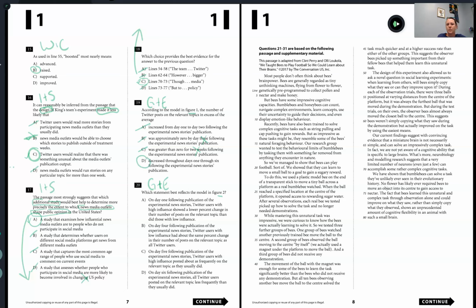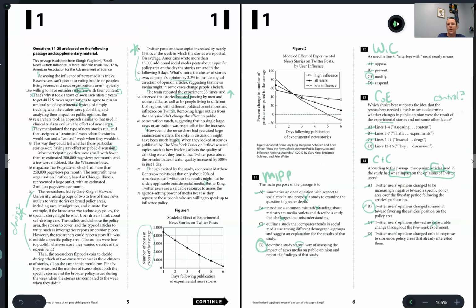Number 20, which statement best reflects the model in Figure 2? So let's take a look at that one. All right, so Figure 2 shows a percent change in number of posts compared to average. So a higher percentage change would be here, and a lower percentage change would be down here. So people of high influence experienced less change and stayed pretty consistent, whereas low influence experienced a bigger change, but then that change dissipated over time.